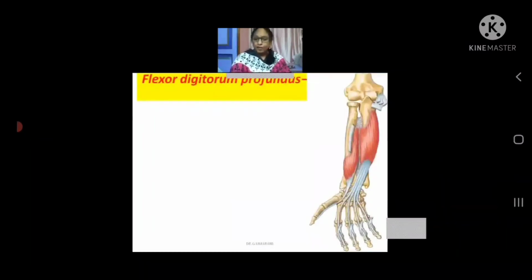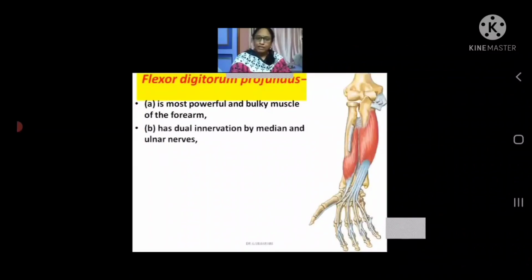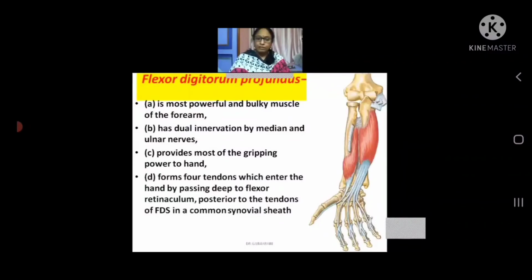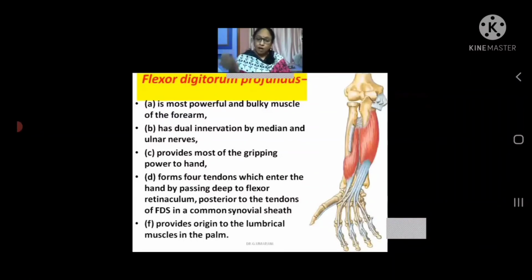And the flexor digitorum profundus, we can see, is the powerful and bulky muscle of the forearm. It has two nerve supplies, the median and ulnar nerves, and it provides mostly the gripping power of the hand. It divides into four tendons, enters the hand by passing deep to the flexor retinaculum and posterior to the tendons of the flexor digitorum superficialis, and it provides origin to the lumbrical muscles of the palm. So these are some characteristic features of the flexor digitorum profundus.